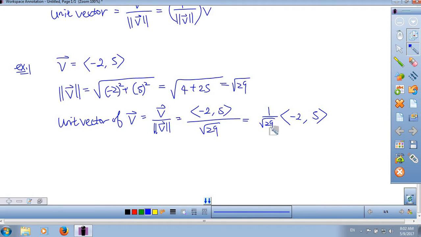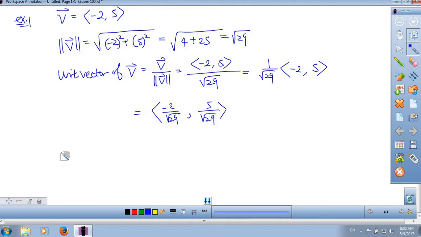So what we're doing here is actually a scalar multiplication. Remember, this is 1 over square root 29, just a scalar, so we're just going to multiply 1 over square root of 29 into the vector v, so it will be simply -2 over square root 29 and 5 divided by square root 29. And this is a representation of the unit vector. Now, this vector has a magnitude of 1. How is that so? Let's go ahead and check, okay?